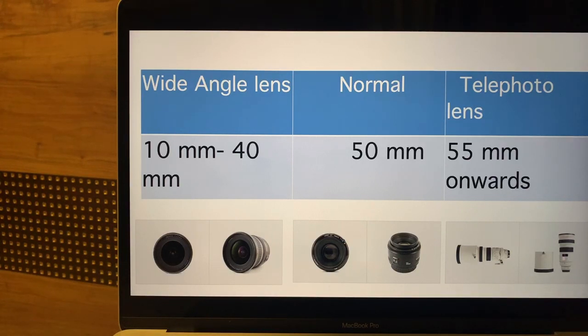And I hope you all remember this. Okay, so three types of lenses. Normal, that's around 50. Normal is also called standard. Wide angle lenses, which is less than 50, are used for landscape photography, and for wildlife photography or candid photography, you use telephoto lenses which have a focal length of more than 55.